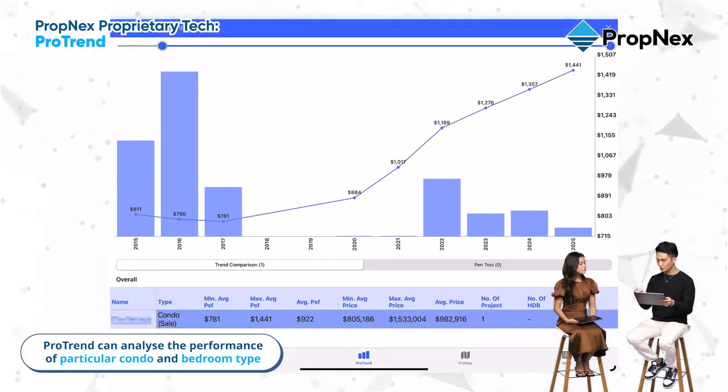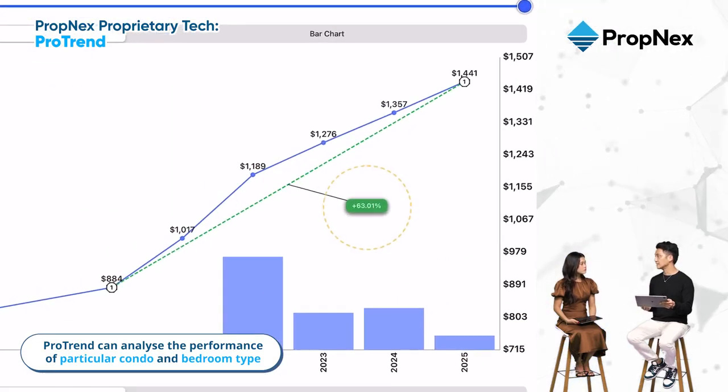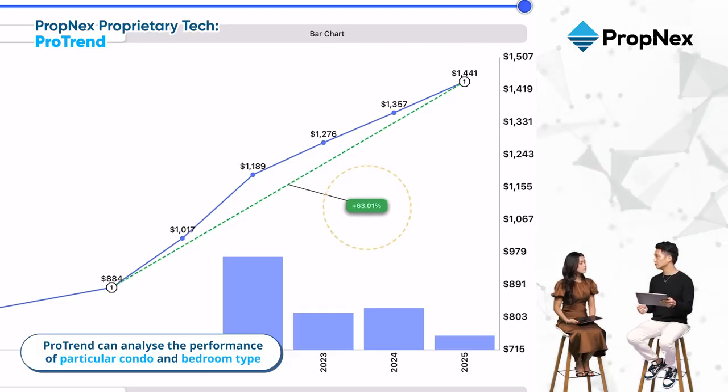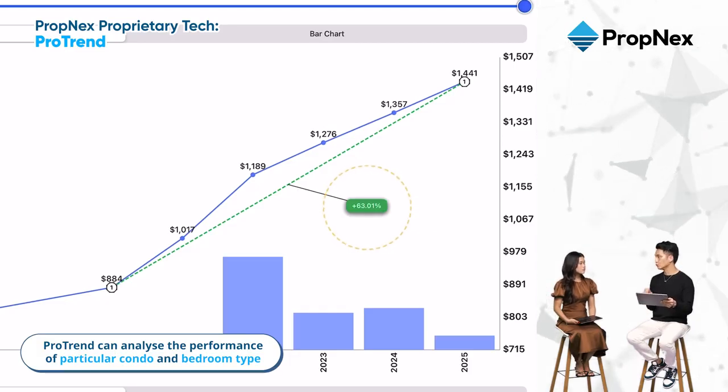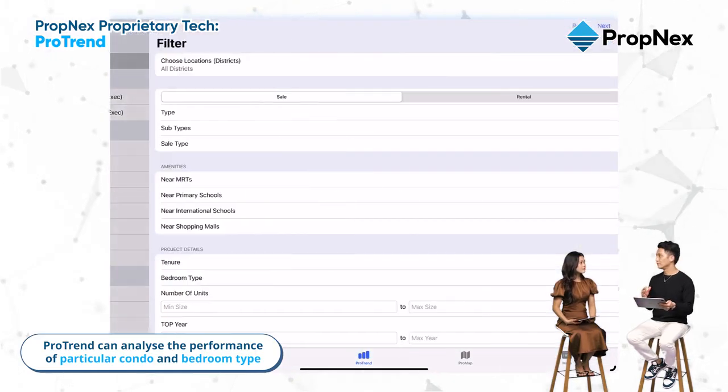But if I go to zoom into the last 5 years, I'm able to tell that hey, the growth is 63%, which is performing very well. Year to year is over 10% growth. So this is definitely a very good performing condominium. So it's one way that we can analyze it. In addition to this, I can do a further analysis.